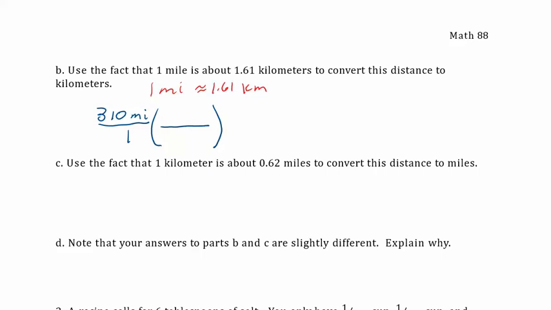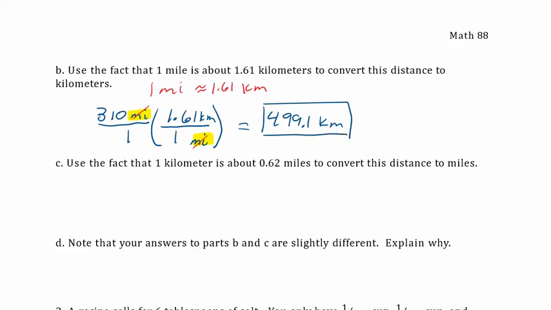So notice the miles are in the numerator, so we want to put miles in the denominator. So we're going to put 1 mile in the denominator and 1.61 kilometers in the numerator. The miles will cancel out and reduce, and so now we'll take our calculator and punch in 310 times 1.61, and we're going to get 499.1. And then notice all we're left with is kilometers, so we get the correct unit of measurement as well as the correct number.